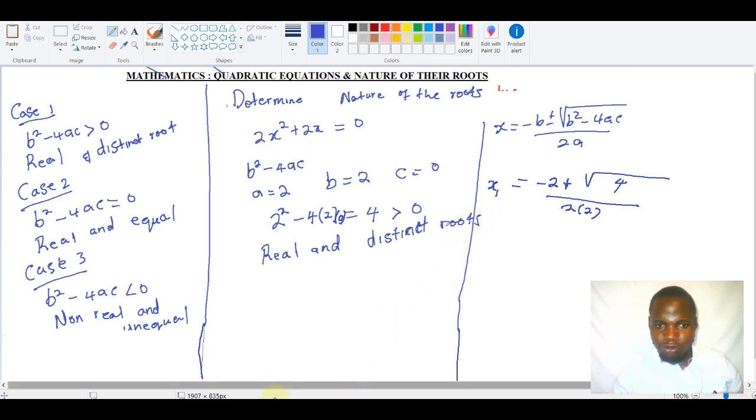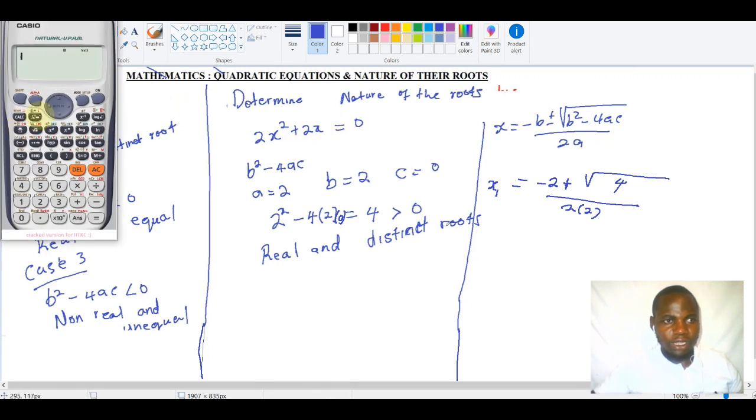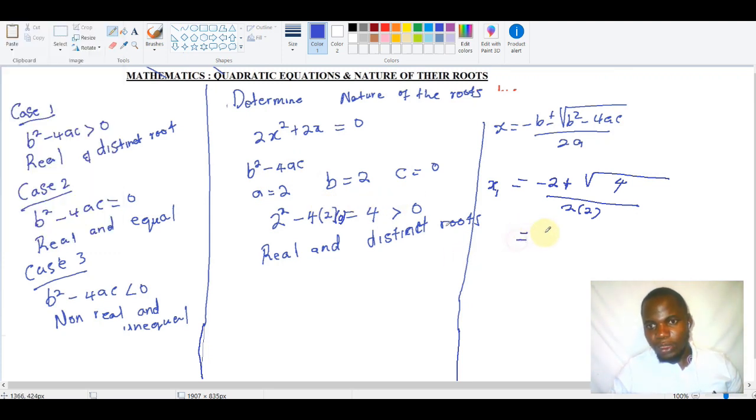Let's look at the first solution. You use your calculator and find your first x. We have minus b, which is minus 2, plus the square root of b squared minus 4ac, so it's 4. We calculated that already. And then over 2a, 2 times a is 2, right? So what's the first solution? The first solution, x1, is equal to 0. Then you calculate x2. Again, you find x2. X2 will be equal to minus 2.